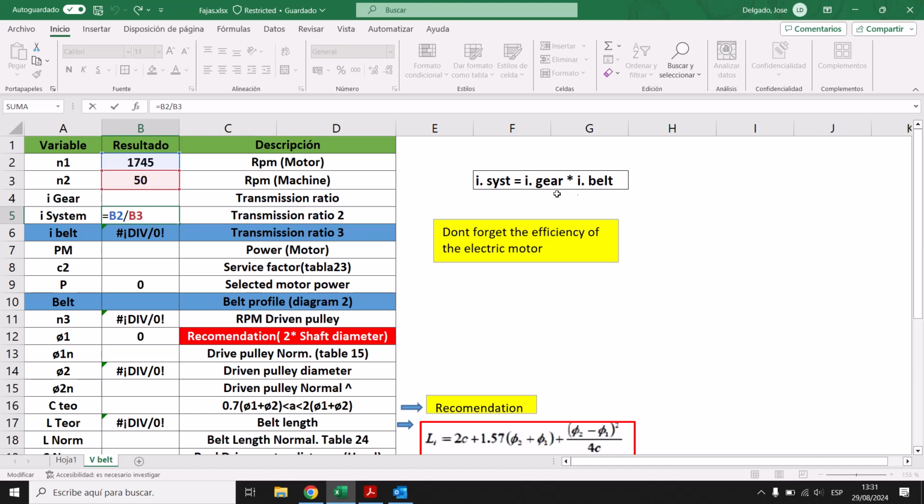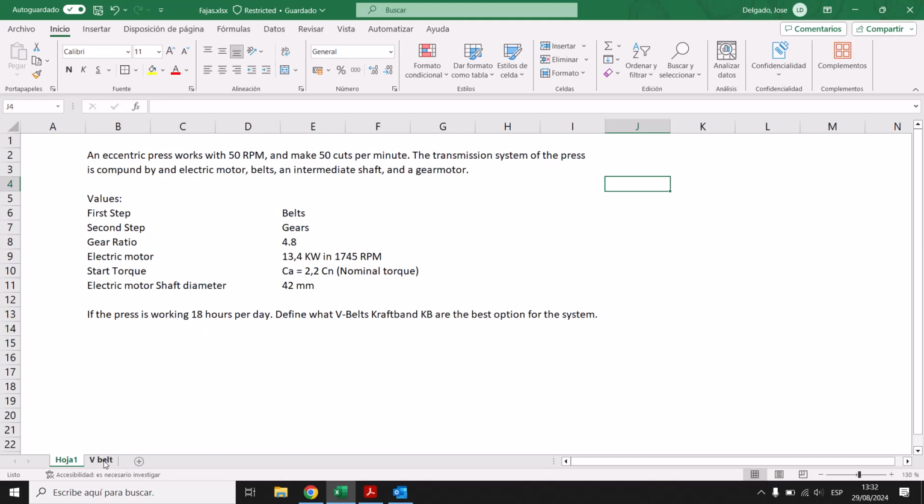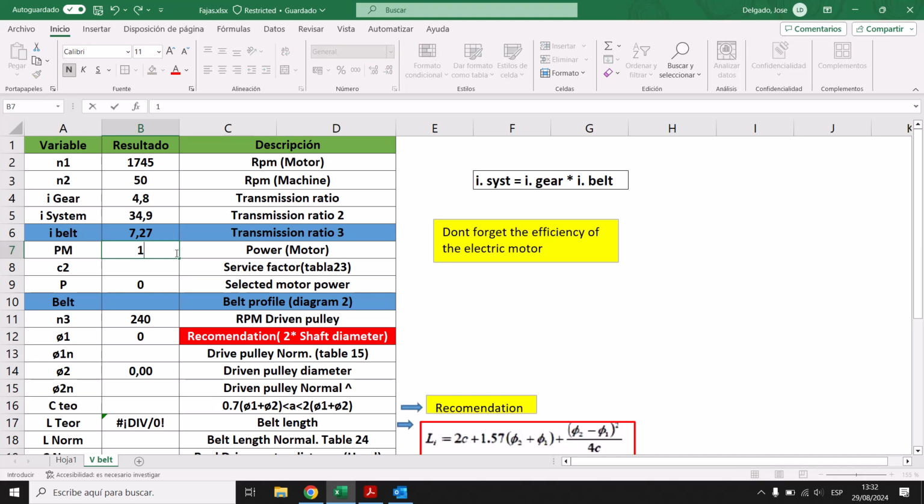And how are we going to use this in the case of gear and belt? Well, we have the ratio of the gear, and if you use it, you have the ratio of the belt. We were talking about it. That's divided. In this case, the power of the electric motor we have is 13.4.